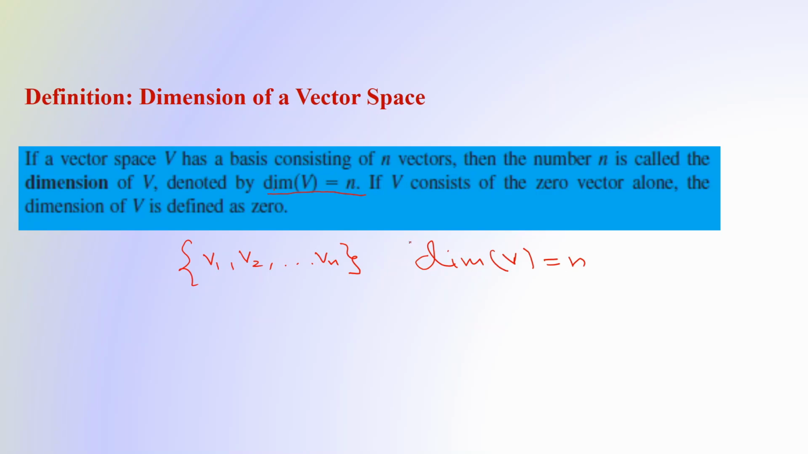If V contains only the zero vector, it contains only one element, the zero vector. In this case, we consider the dimension of V to be equal to 0. So the idea is that the number of elements in the basis is called the dimension of the vector space.